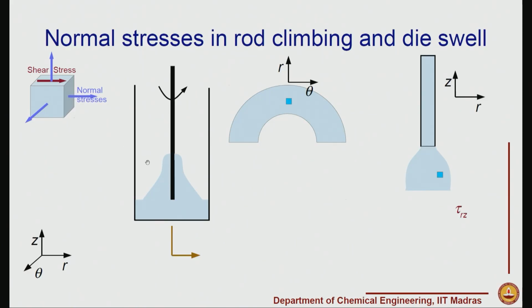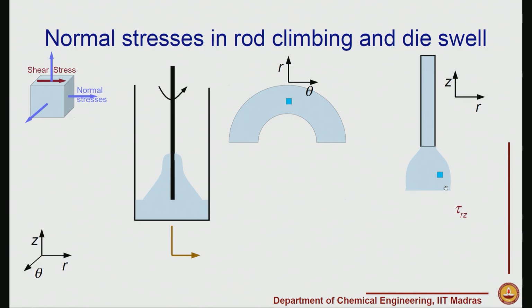Now let us look at the first example of rod climbing that we saw, where the fluid actually climbed up the rod, and we can use the cylindrical coordinate system where r is this direction and z is of course the vertical direction. If we look at it from this side, from the top, what we see is basically circular polar coordinates, and we have fluid moving like this because of the rotation of the rod. We can look at, let us say, one small element here and then look at what may be the presence of stresses in that fluid element.